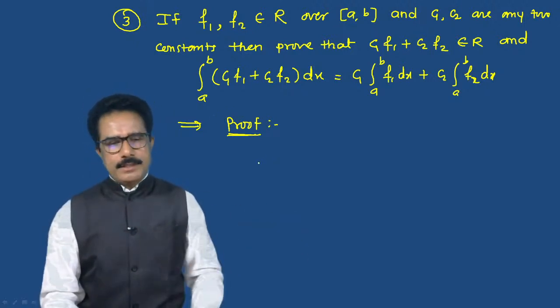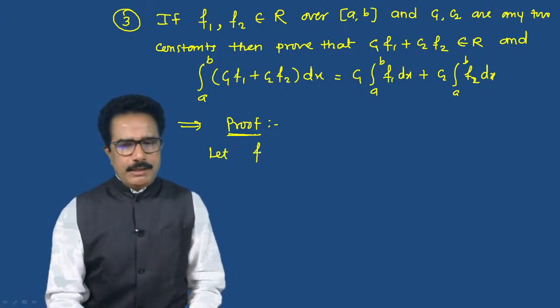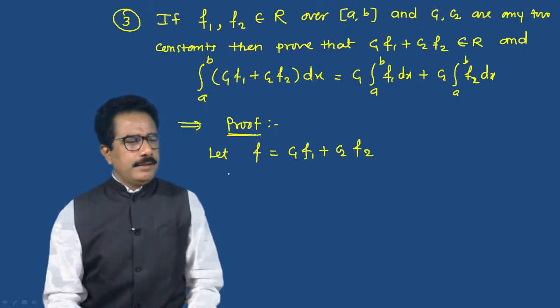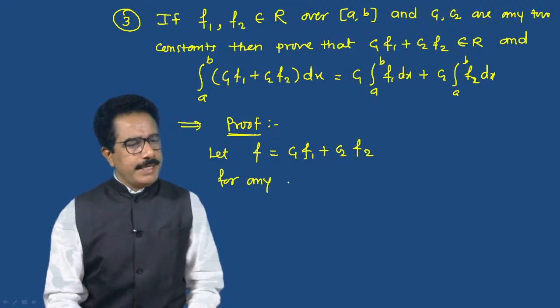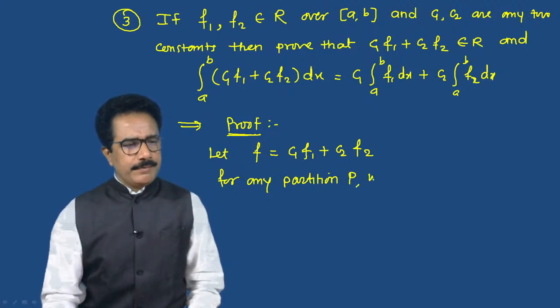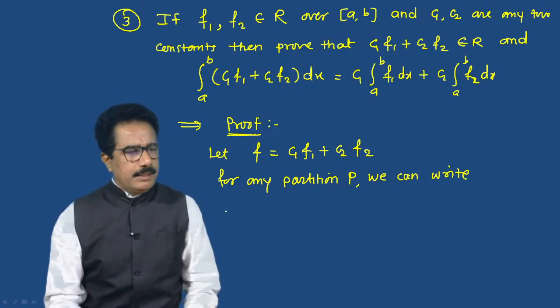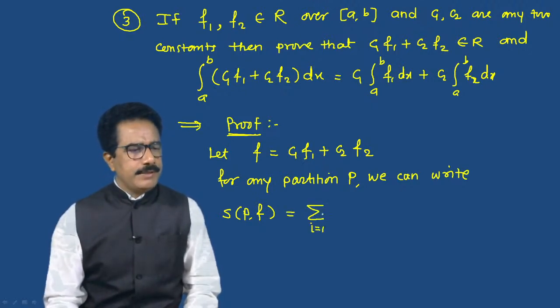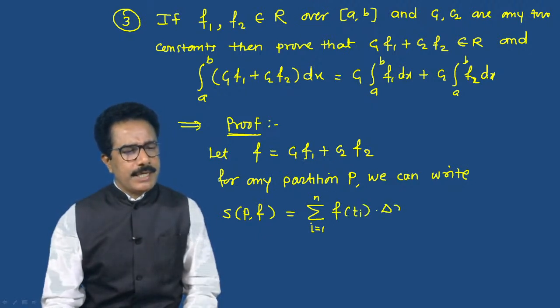ठीक आहे, I shall prove this. Let F is equals to C1 F1 plus C2 F2 for any partition P. We can write S of P comma F according to the definition, which is equals to summation i is equals to 1 to n f of ti into delta xi.